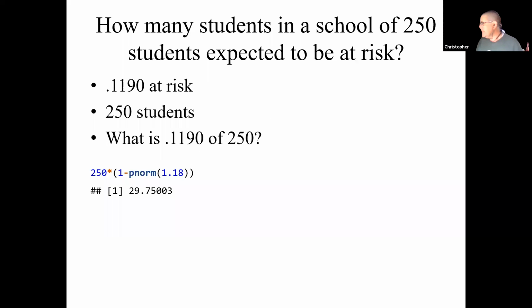Now, if we wanted to convert that to raw numbers, say that we gave this to all of the adolescents at a certain middle school, and there were 250 students there, how many would we expect to be at risk? Well, if the proportion is 0.1190, all we need to do is multiply that proportion by the number of students. So you can see I've multiplied the pnorm result by 250, and it tells me about 30 students are going to end up at risk. About 30 students will be in the at-risk category out of 250.